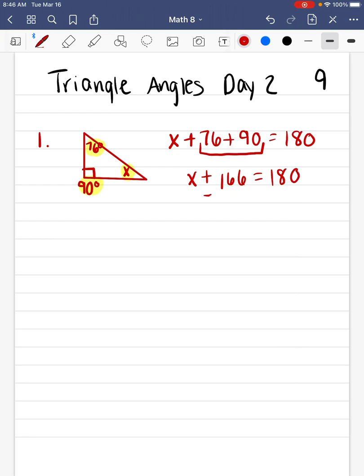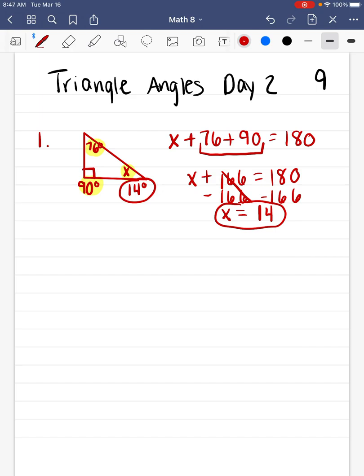Then we need to subtract 166 from both sides, and we get x equals 14. So for this particular problem, since our missing angle was just x, that means that our missing angle is 14 degrees. So x is 14, and our answer is 14 degrees for our missing angle.